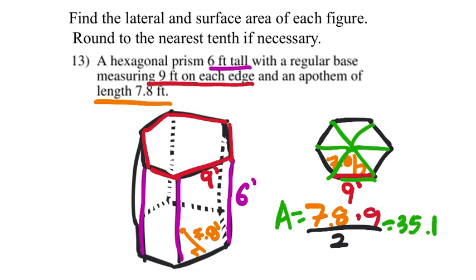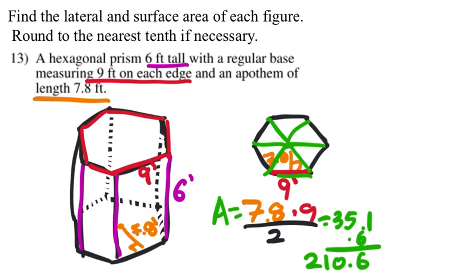Of course, there's 6 of those triangles there, so I need to multiply that by 6 to get 210.6 square feet. And again, that's just one of these hexagons. We do have 2 of them, though. So I do need to multiply that by 2. And that gives me 421.2 square feet. That would be the area of both of the hexagons. So that's a really good start right there.